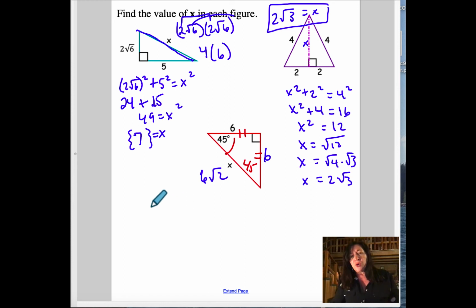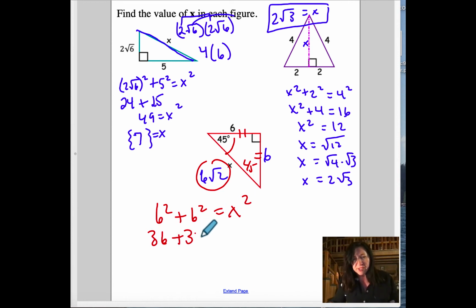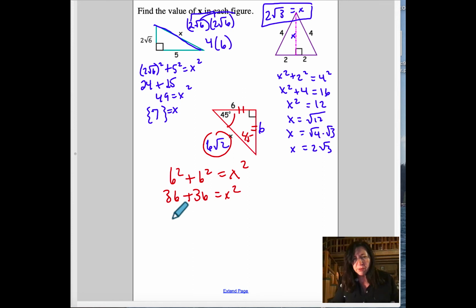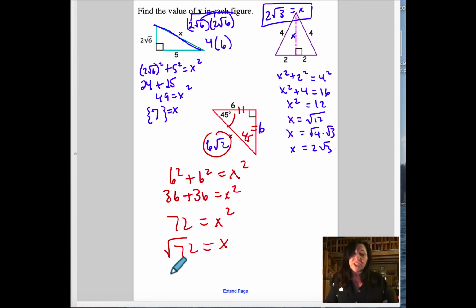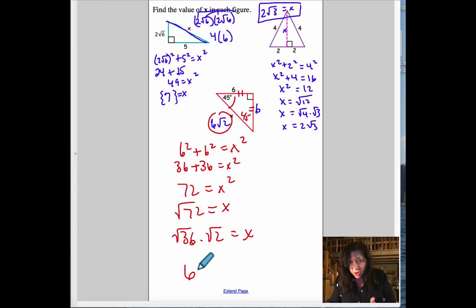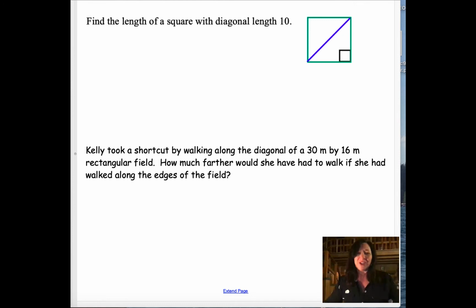Same value. So you would go 6 squared plus 6 squared, and what you're trying to do is find x, is equal to x squared. 36 plus 36 is equal to x squared. Well, that 72 is equal to x squared. So x is equal to the square root of 72. Now, remember that the square root of 72 is actually root 36 times root 2. So that means root 36 is 6, times root 2, 6 root 2, and that's it, equal to x. And guess what? We're done. And look, special right triangles. This is something to look forward to, right?